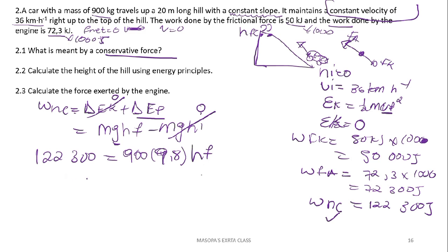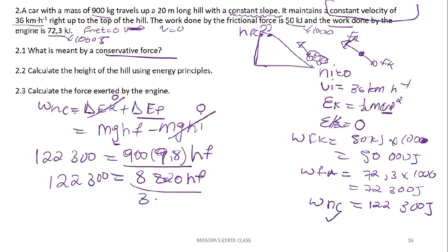What is the total when you punch 900 times 9.8 in the calculator? You get 8,820. Remember, we still have the final height. Then we can easily divide both sides by 8,820, and the final height will be 13.87 meters.